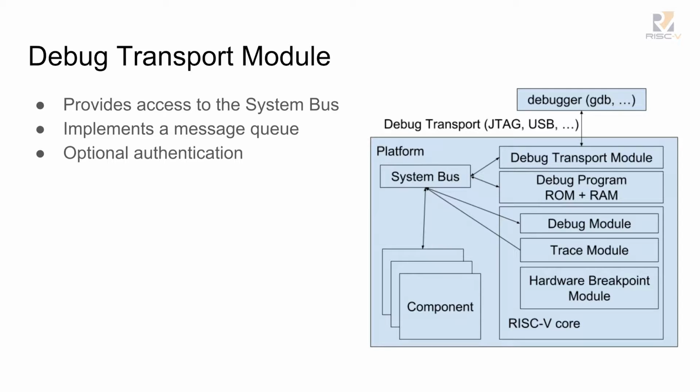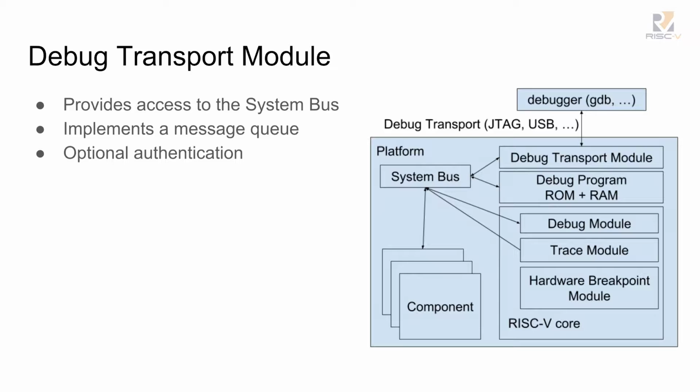In addition to that, it implements a simple message queue. The reason for the queue is that typically a debugger, when all cores are running, will be constantly checking on the cores: is it halted yet? Did something happen that I need to tell my user? Which, in this design, would involve talking over the system bus every time. And ideally, we don't have the debugger talking on the system bus all the time when there's nothing for it to do, because that affects the performance of the system.